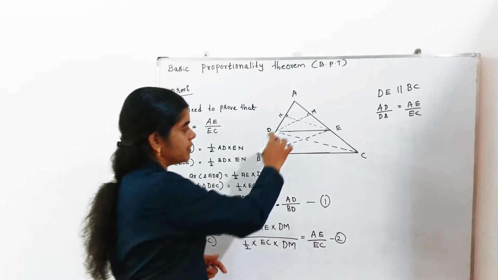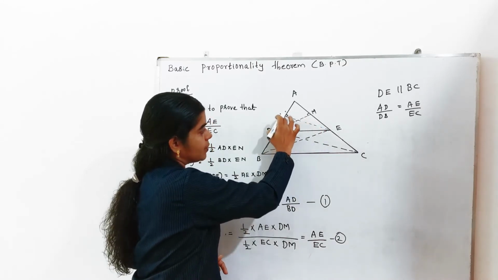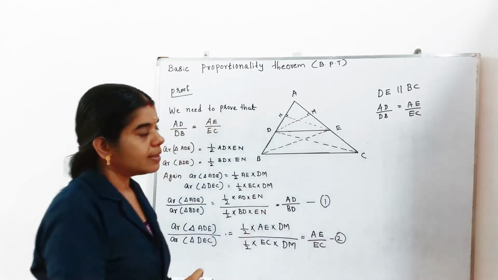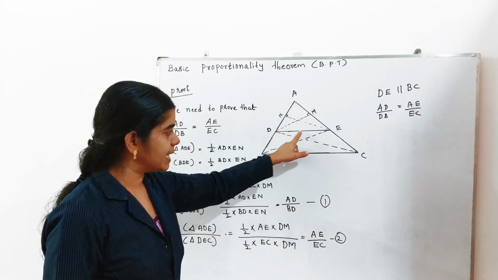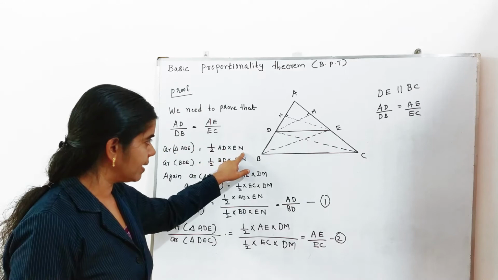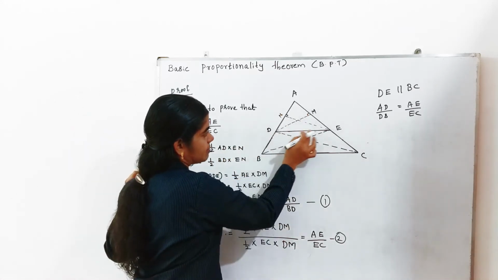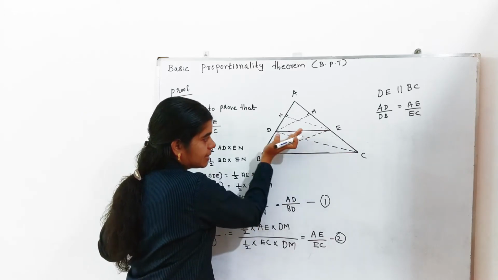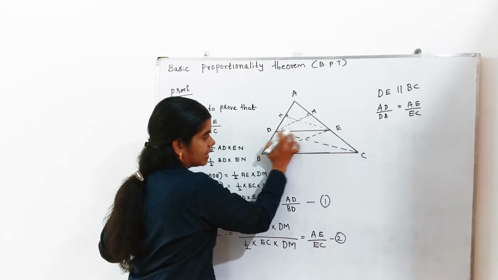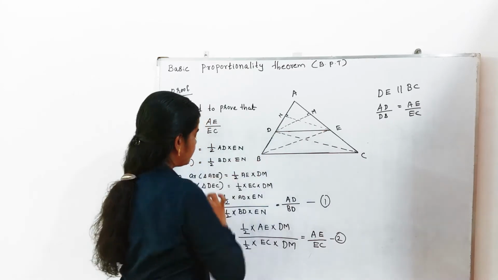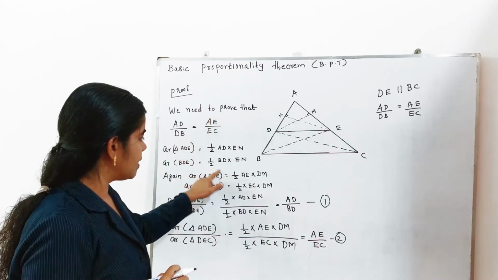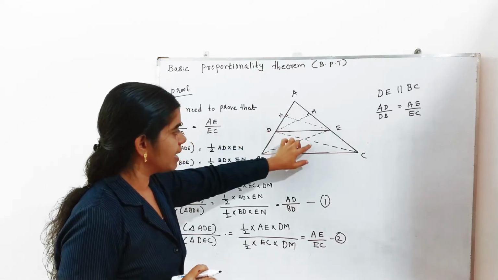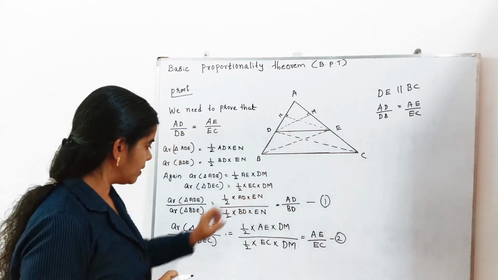Clear? First you want to draw once again these two perpendiculars and join DC and BE. Then area of the triangle ADE is equal to half into AD into EN. Then you look at this line BE. In that side, what is the triangle? DEB, BDE, that is half BD into EN. Again we are finding the same for the triangle DEC, that also we have written.